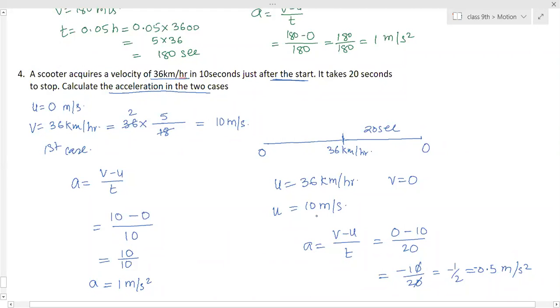So if we write minus 0.5 meter per second square, that is the acceleration. And if you write retardation of 0.5 meter per second square, there is no need to add the minus sign.